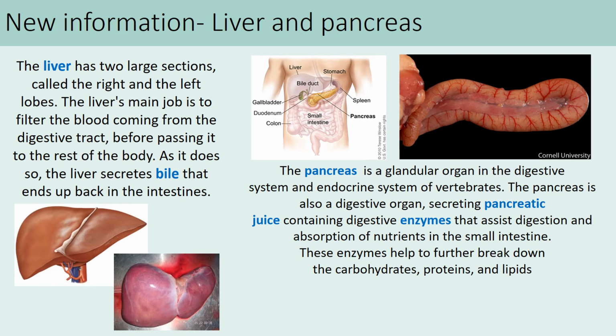The important thing with the liver is that it produces bile. It doesn't say on the slideshow, but it is important that you say that it is stored in the gallbladder, which is gall, and then bladder. And on the right-hand side, the pancreas produces these pancreatic juices, which contain enzymes.